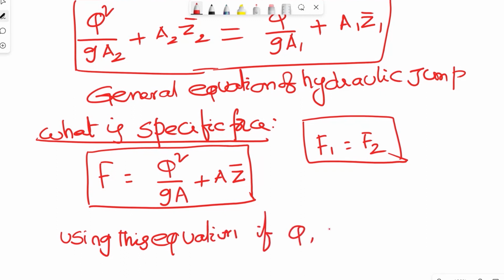If Q and y1 are given, we can calculate.